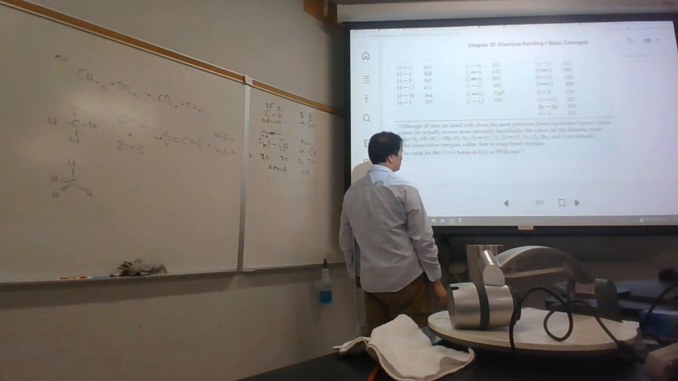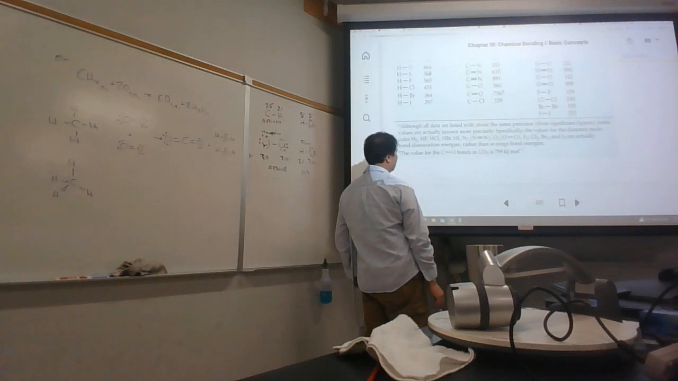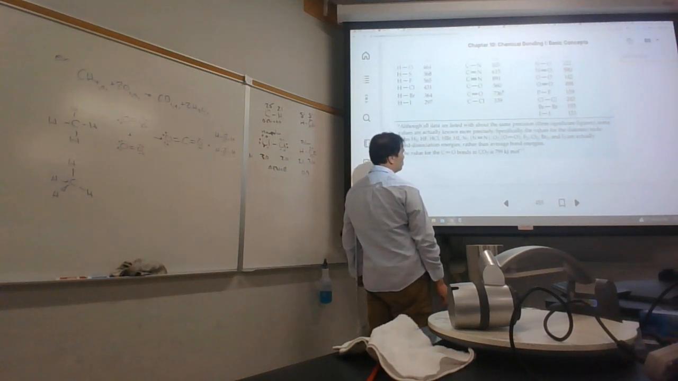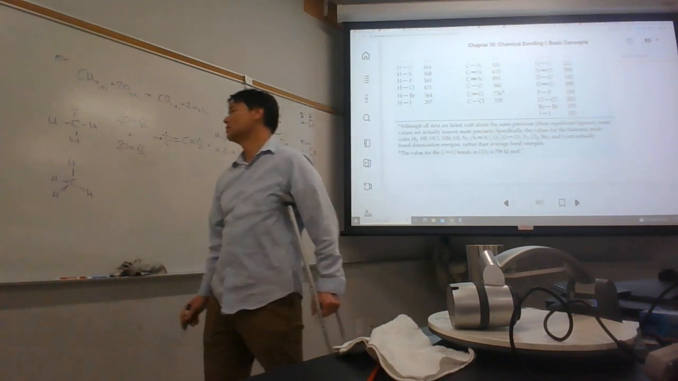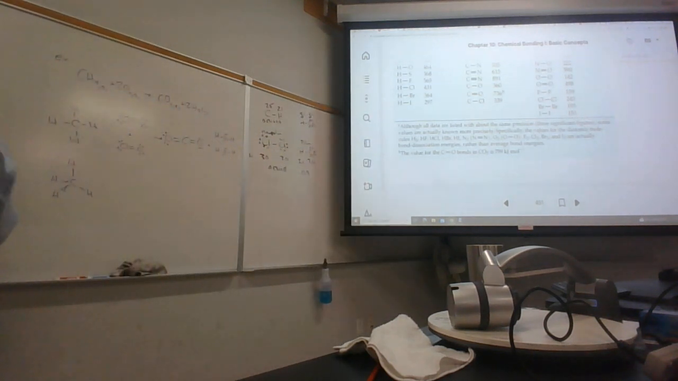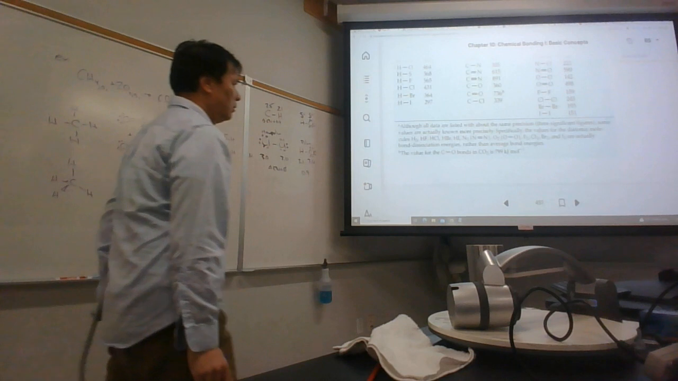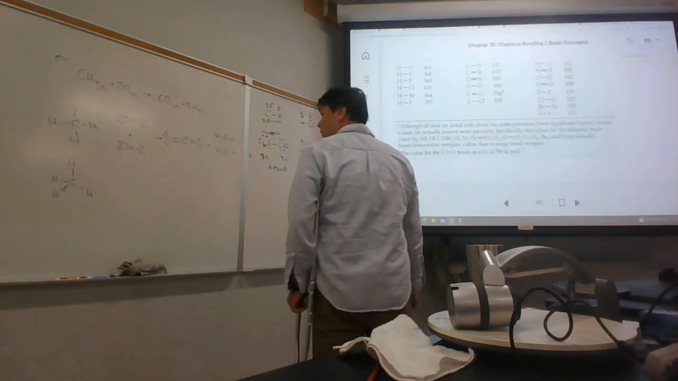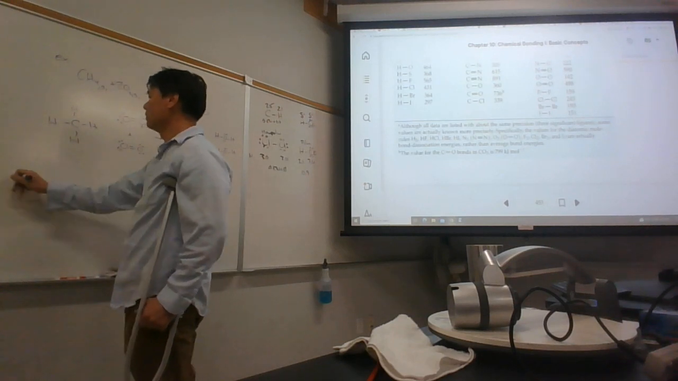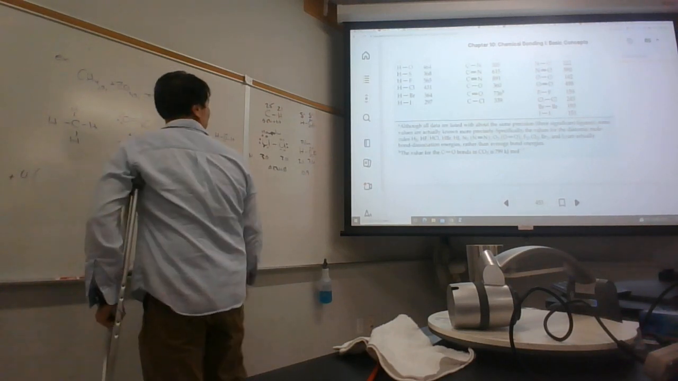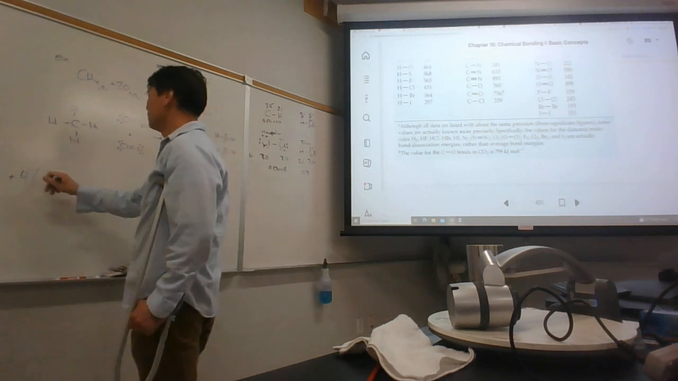The others are averages. B, the value for the carbon-oxygen double bond in CO2 is 799 kilojoules per mole. So are we in CO2? Yes, we are. So we shouldn't use 736. We should use 799. Good thing we read the footnote, otherwise we would have gotten the worst answer. Okay, plus how many hydrogen-oxygen bonds? Four. And each hydrogen-oxygen bond is 464.